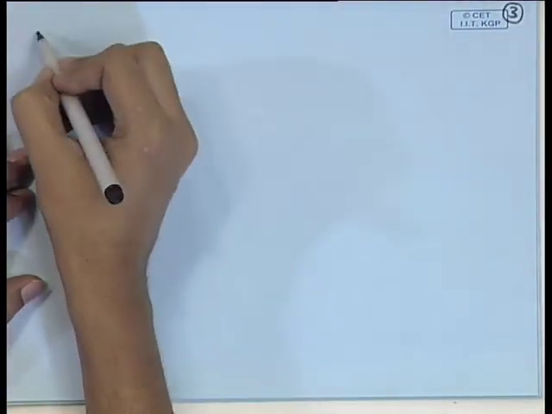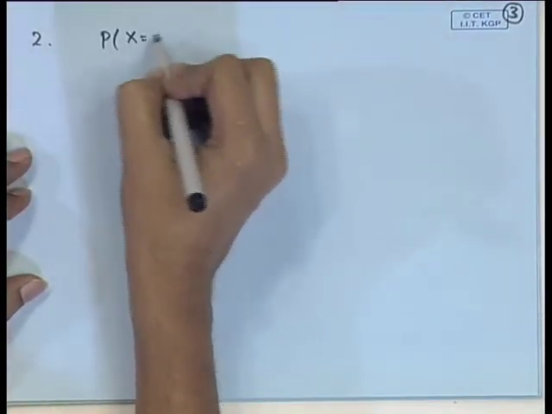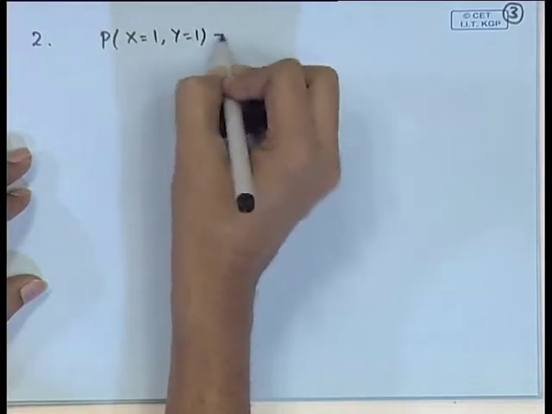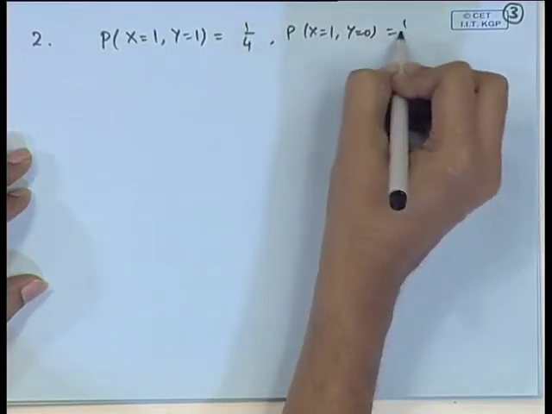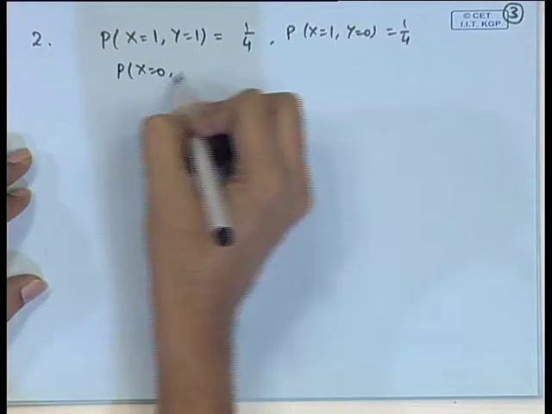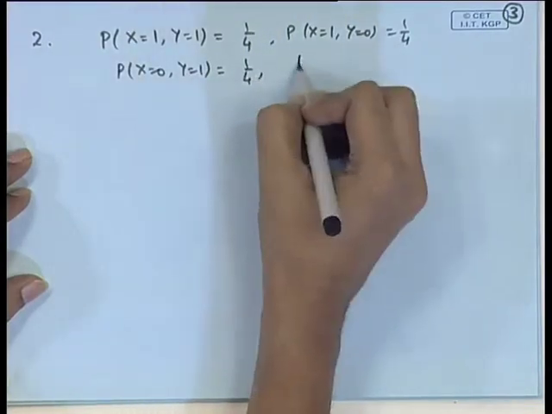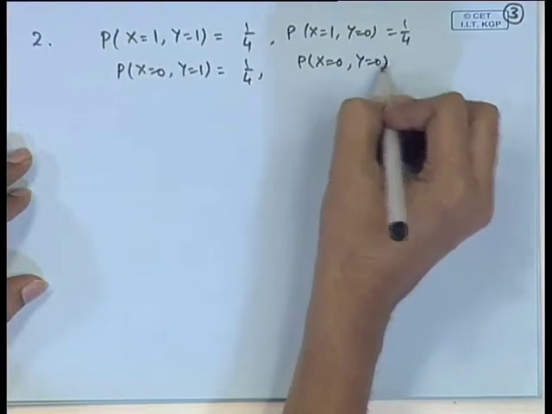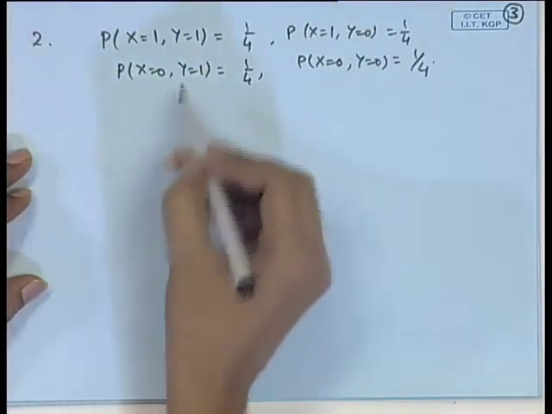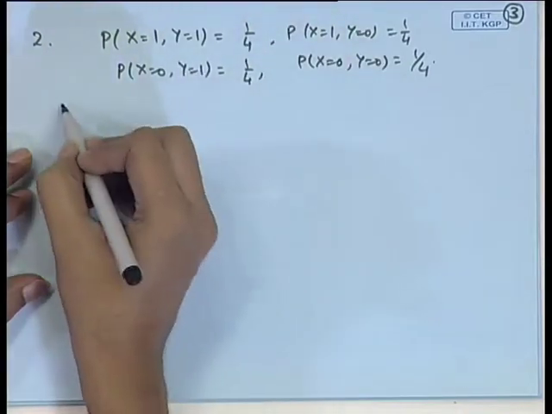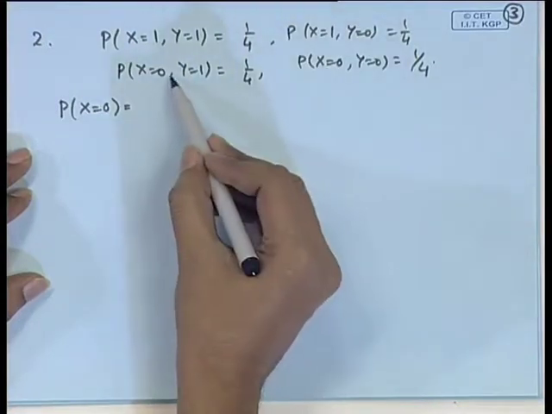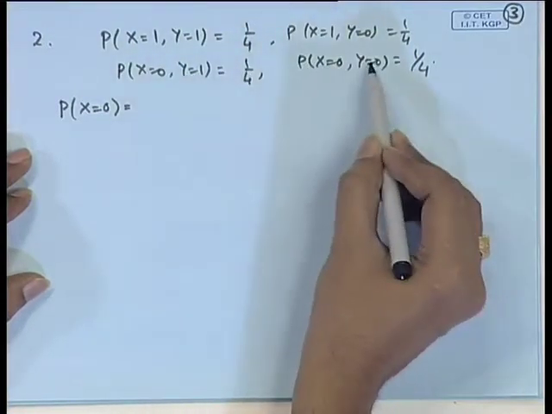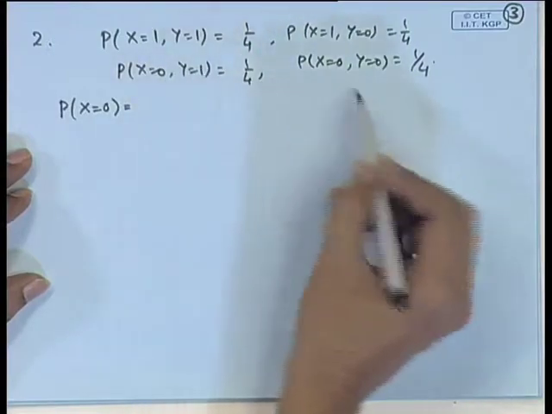Let us take another example. Suppose probability X equal to 1, Y equal to 1 is 1/4, probability X equal to 1, Y equal to 0 is 1/4, probability X equal to 0, Y equal to 1 is 1/4, probability X equal to 0 and Y equal to 0 is 1/4. So, the joint distribution of X and Y is given by this. Let us look at the marginal distribution of X. What is probability of X equal to 0? It is obtained by summing the probability of X equal to 0, Y equal to 0 and probability X equal to 0, Y equal to 1, that is equal to half.